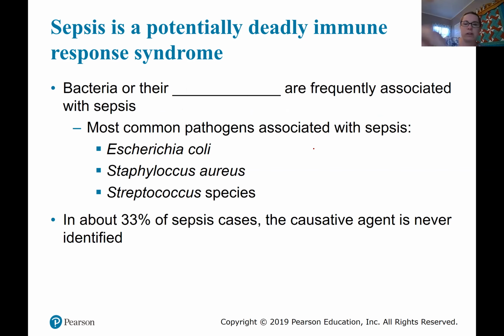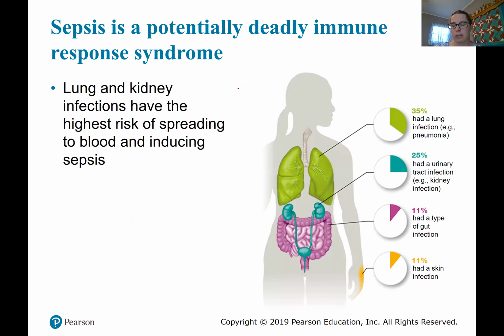So bacteria or their toxins can cause, or a lot of times can cause sepsis. Typically, the most common are going to be E. coli, staph, and strep. But there's about a third of all cases where the actual pathogen isn't identified specifically. So here are some sources of sepsis. Perhaps a lung infection like pneumonia, a UTI, some sort of gut infection that crossed over from the gut, or a skin infection.